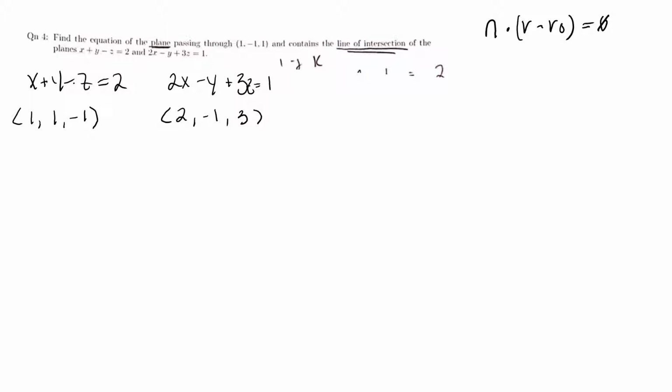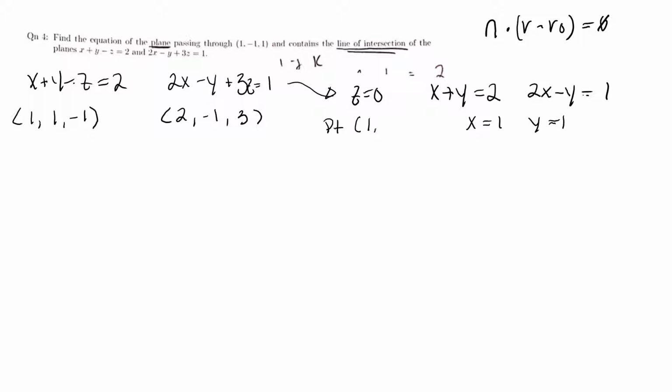We can use these equations and set z equal to 0 for both of them to find a point on the line where they both intersect. So if z is 0 in each case, they end up being x + y = 2 and 2x - y = 1. Using a system of equations, we figure out that x equals 1 and y equals 1, making the total point (1, 1, 0).